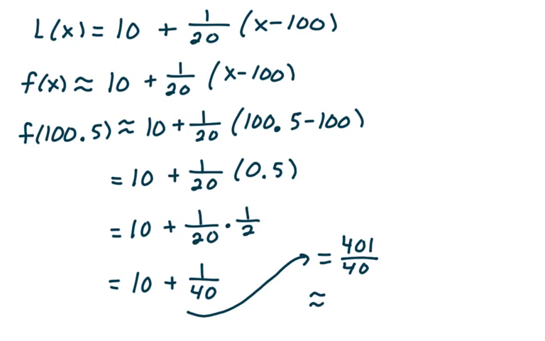And what is that approximately? So if you take 401 divided by 40, we get 10.025. And in fact, it's exactly equal to 10.025. So we could put exactly. Now, what this is telling me is that the square root of 100.5 is approximately 10.025.